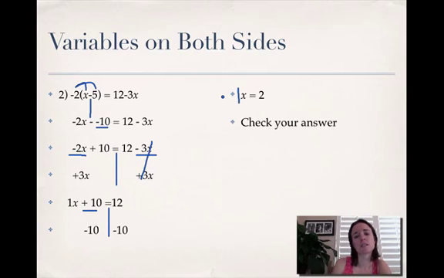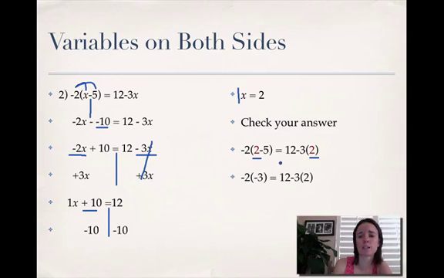So next, I want to check my work. I'm going to plug in 2 wherever I saw an x. So it's negative 2. This was an x, so now it's a 2. Minus 5 equals 12 minus 3 times 2. I'm going to simplify on the left first. So that 2 minus 5 gives me negative 3. So I have negative 2 times negative 3 equals 12 minus 3 times 2. So now I'm going to multiply those. Give me a positive 6 equals 12 minus 3 times 2.